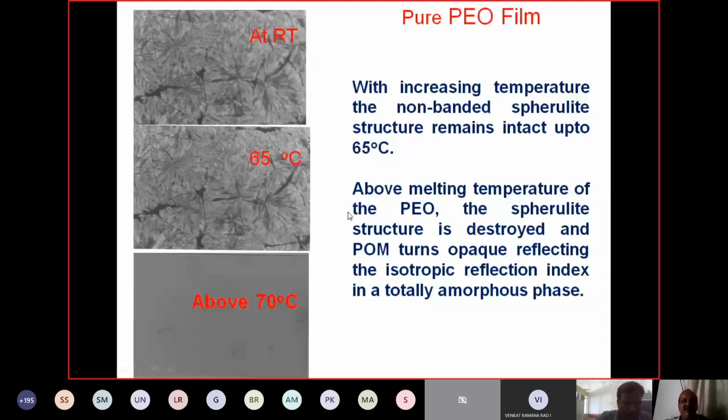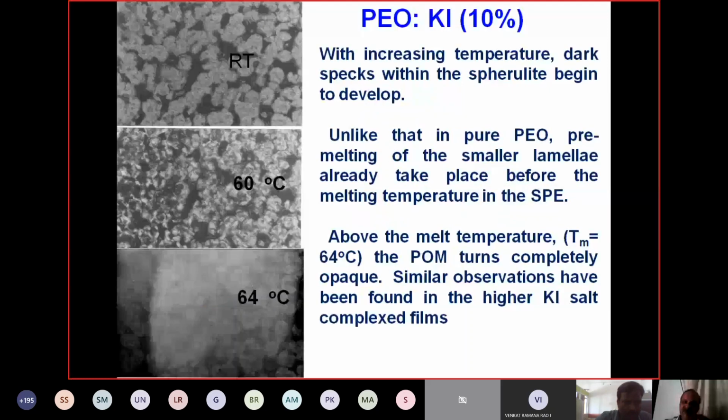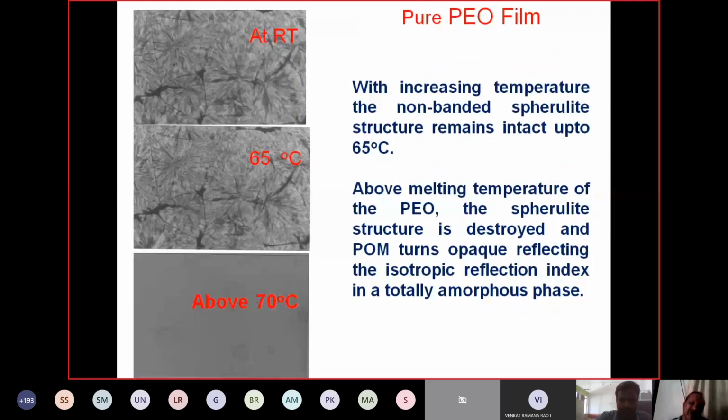You see here, the earlier one is for pure PEO. This one is for PEO with 10% salt. The same thing we observed with temperature: room temperature, 60 degrees, 64 degrees. You see here, at 70 degrees it is totally disturbed, but here it is disturbed at 64 degrees only. So that means when we added salt, the temperature is decreasing, that means the melting temperature decreases. Okay, that I'll explain in the DSC course.